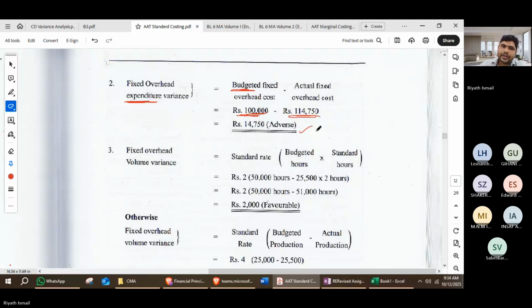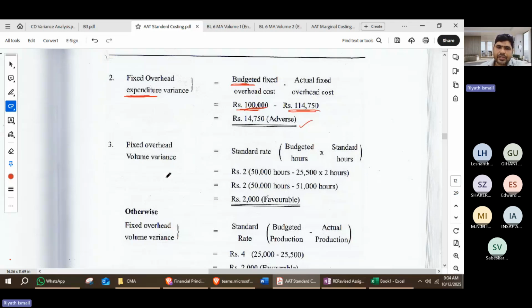Then fixed overhead volume variance. The formula is the difference between budgeted hours and standard hours in terms of rate. If we use direct labor hours, not production, now we use hours.